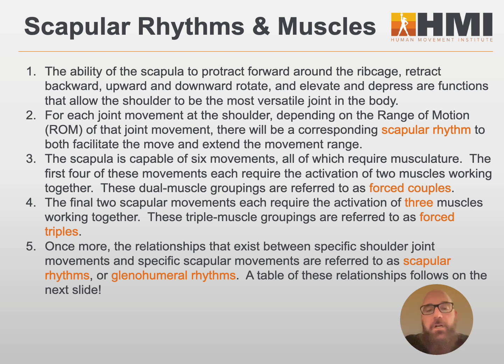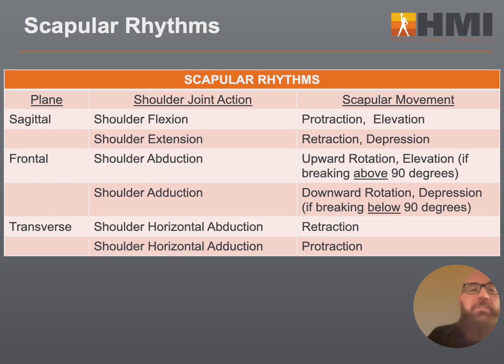All right, so a couple other things about this PowerPoint. When 2 muscles work together, that's what we call a force couple. When 3 muscles are working together synergistically to facilitate movement, that's a force triple. So we have this relationship, bullet number 5, between the humerus and the scapula. Let's take a look at what this is, and on the next slide we'll look at actual pictures.